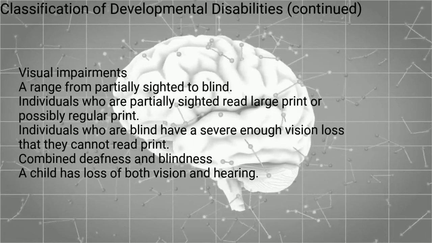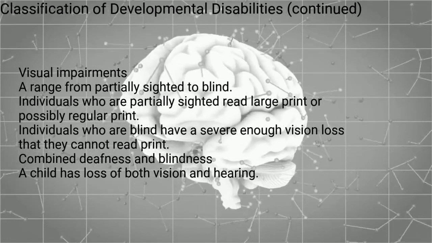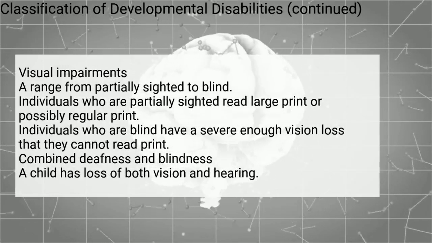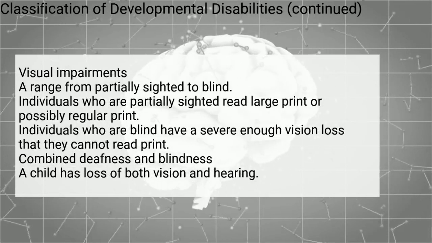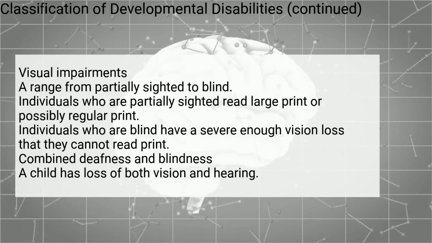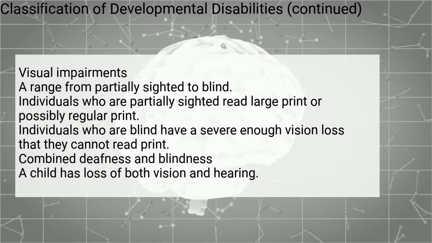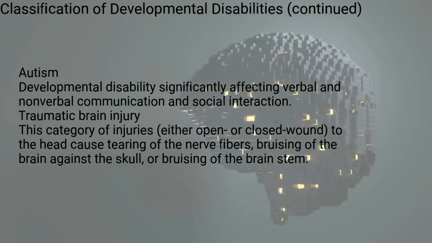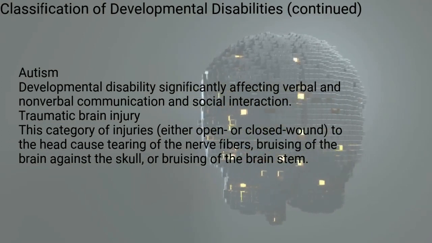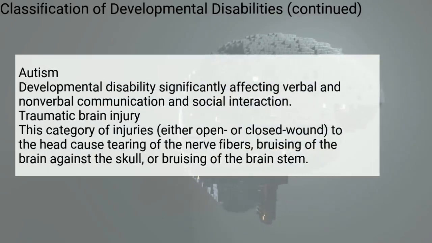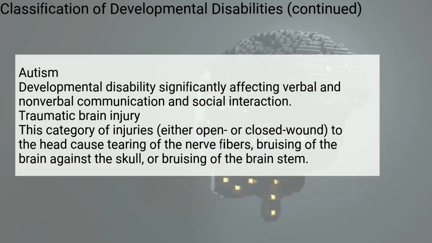Visual impairments, a range from partially sighted to blind. Individuals who are partially sighted read large print or possibly regular print. Individuals who are blind have a severe enough vision loss that they cannot read print. Combined deafness and blindness, a child has loss of both vision and hearing. Autism, developmental disability significantly affecting verbal and nonverbal communication and social interaction. Traumatic brain injury. This category of injuries to the head causes tearing of the nerve fibers, bruising of the brain against the skull, or bruising of the brainstem.